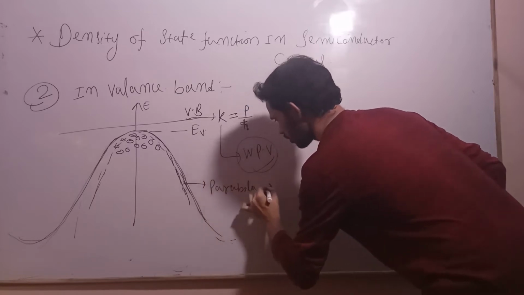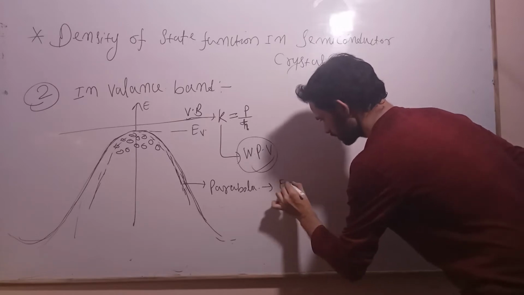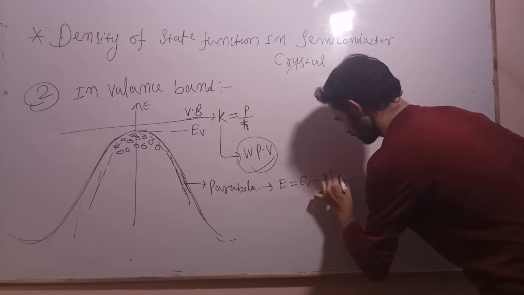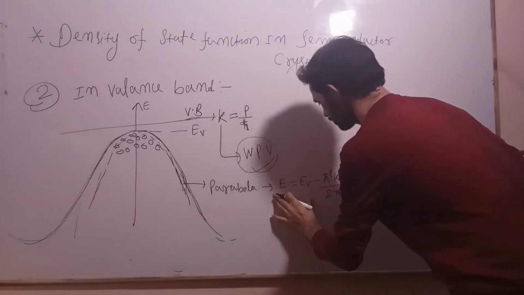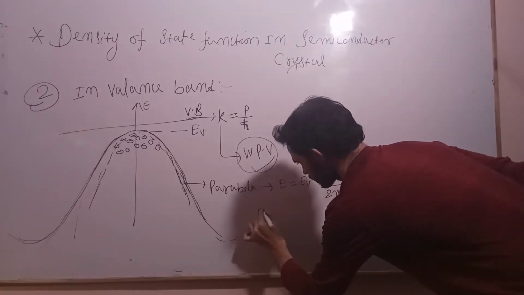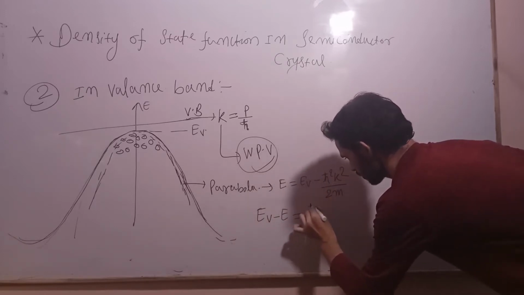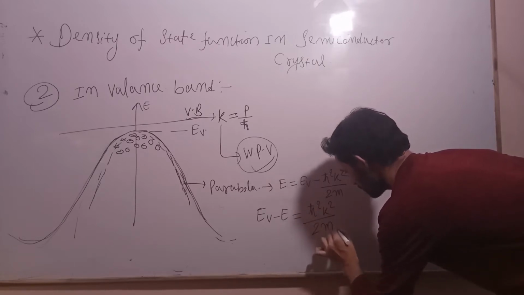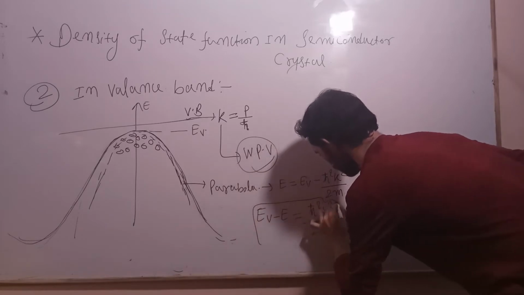The equation for which is given by E is equal to Ev minus ħ²k² divided by 2m. Now see here, this will become Ev minus E is equal to ħ²k² divided by 2m, where m is mass. This mass is nothing but the effective mass, the effective mass of the hole.